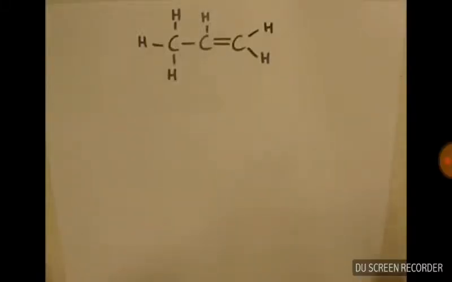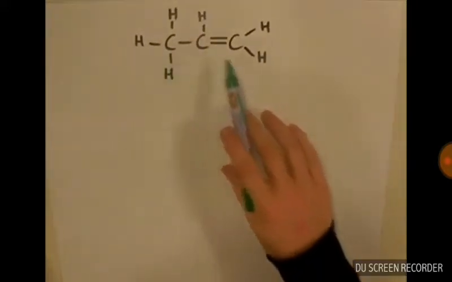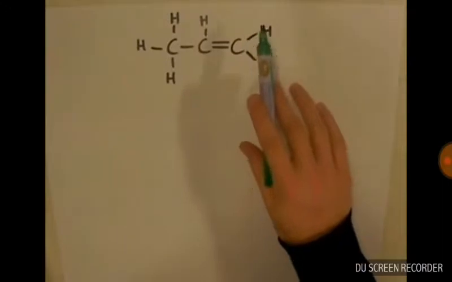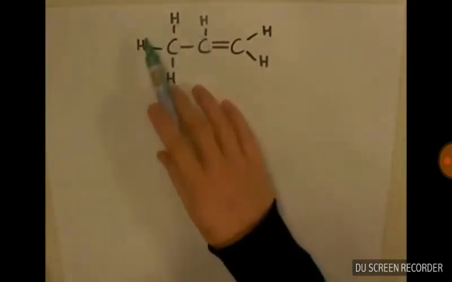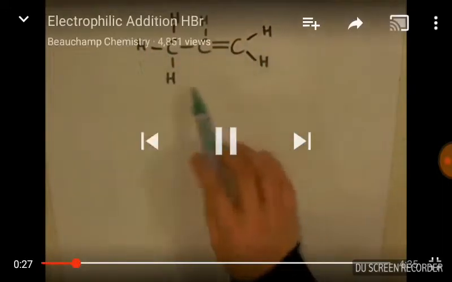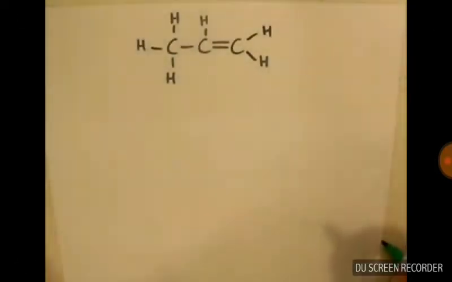Okay, today we're going to look at the addition of a hydrogen halide, such as hydrogen bromide or hydrogen chloride, to an alkene, and in particular an unsymmetrical alkene. So look at this alkene here. We've got propene, we've got two hydrogens on this side of the double bond, and we've got a methyl group and a hydrogen on this side of the double bond, which makes it unsymmetrical, and this will be important later.